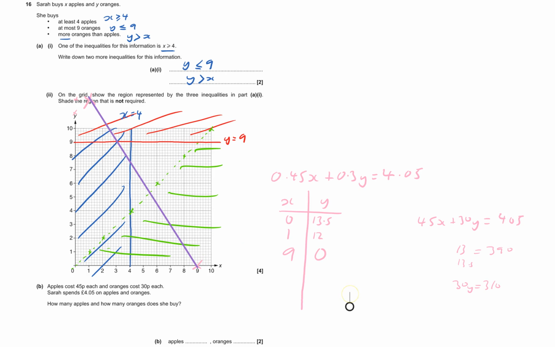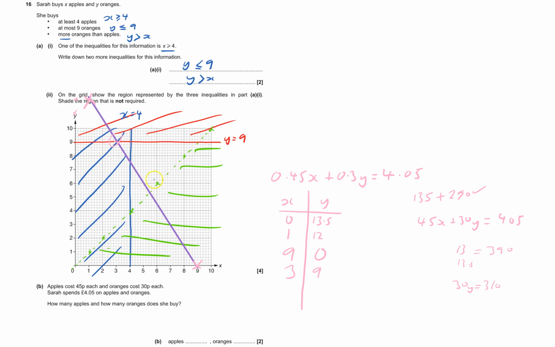Okay, and that's what we've got. And I can see actually it goes through the line up here, which is 3, 9. Let's just see if that works. X is 3 and y is 9. Let's just see what happens there. 3 lots of 45 will be 135 plus 9 lots of 30 would be £2.70, and that does come to £4.05. So that does work, but it's not in the region I wanted it.